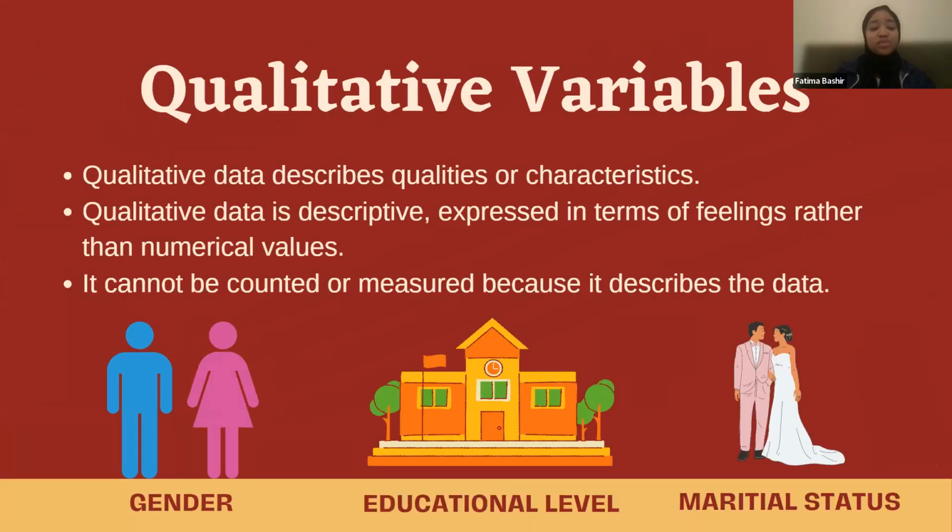A qualitative variable describes the qualities and characteristics, and it's descriptive. It expresses things in terms of feeling rather than numerical values, so there's no number added. So it cannot be counted or measured as well. It rather just describes the data. It's just the name, like gender, for example, or educational level. We just describe the quality. We do not describe them in terms of numbers, or marital status as well.